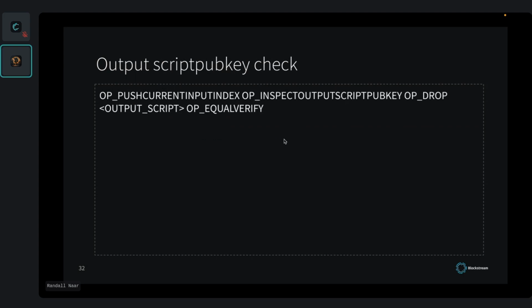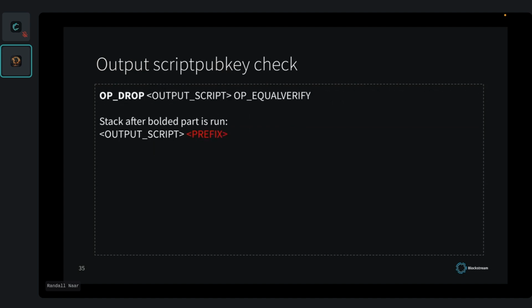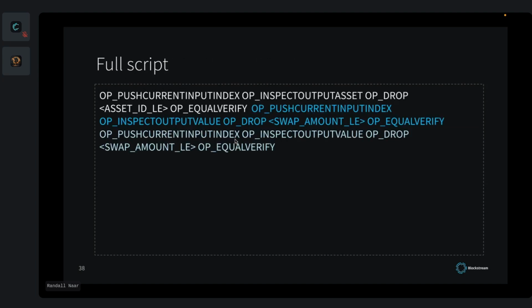Output script pubkey check. Again, we could just run through this. It's the same stuff. Output script prefix, we're going to drop the prefix, put the output script, and then we're going to check that these things are equal. Little typo here, but it's all good.